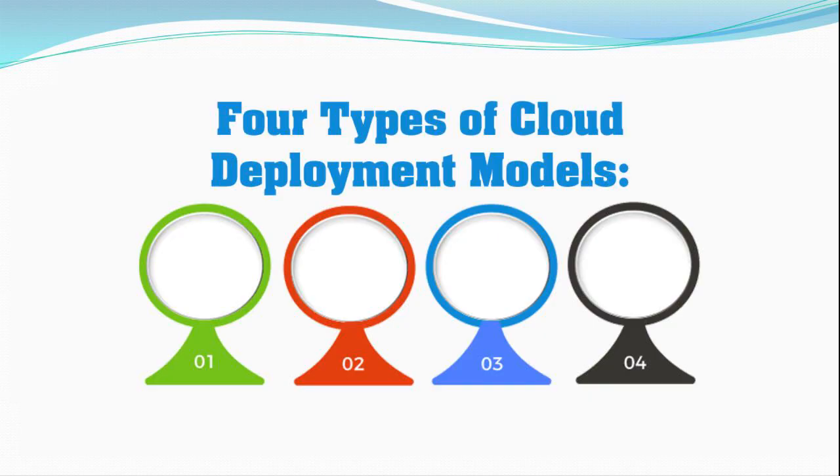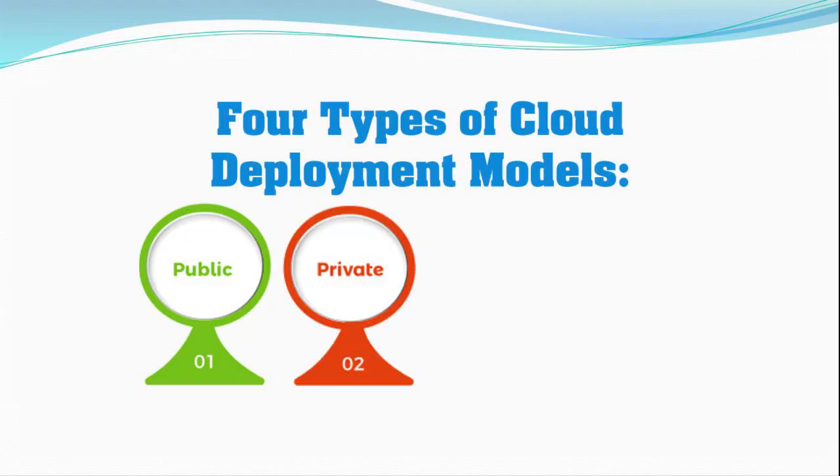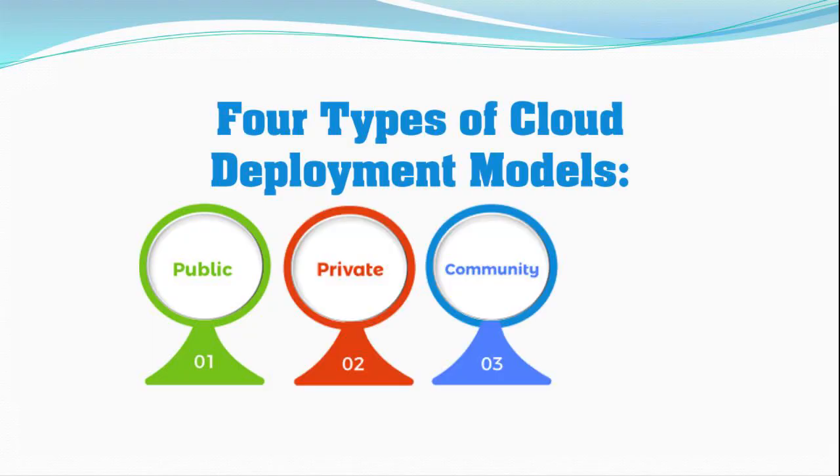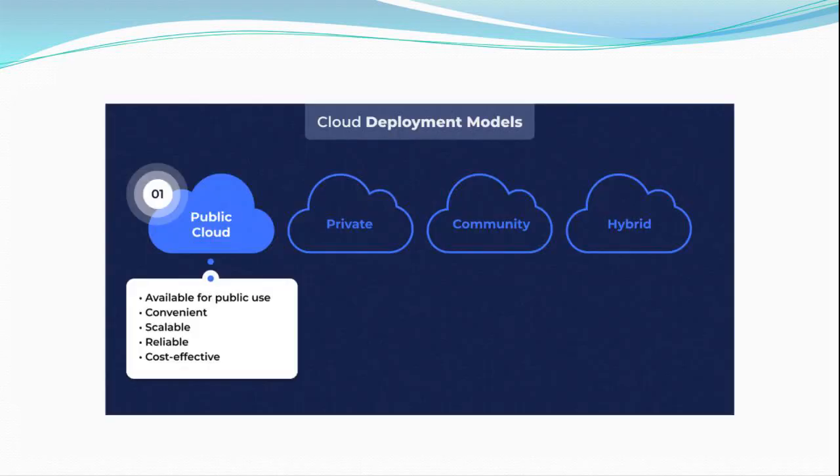There are four main types of cloud deployment models. 1. Public cloud. 2. Private cloud. 3. Community cloud. 4. Hybrid cloud. Let's start with the most common one, the public cloud.